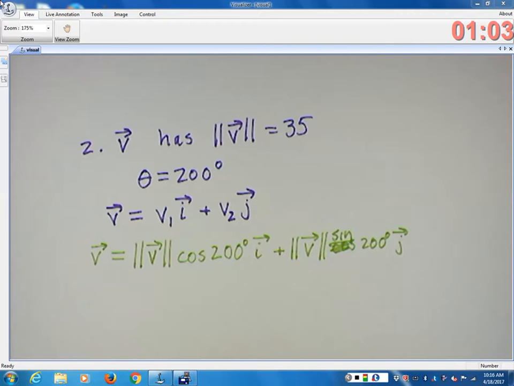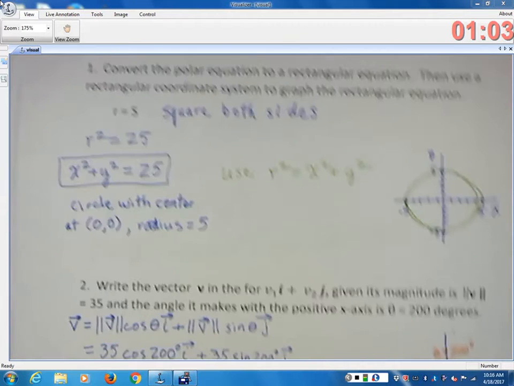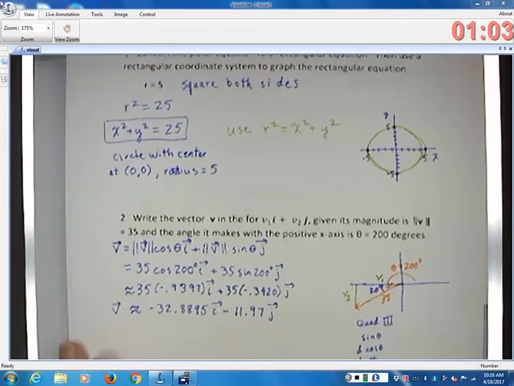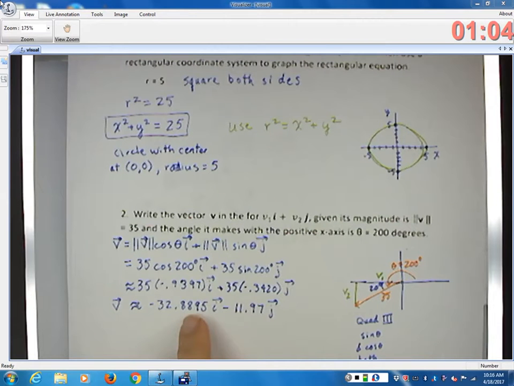By now test one's pretty easy. Okay, this front row didn't get this sign up. Here are the answers to that, guys. I went to 4 places here, but it's okay if you went to 2.